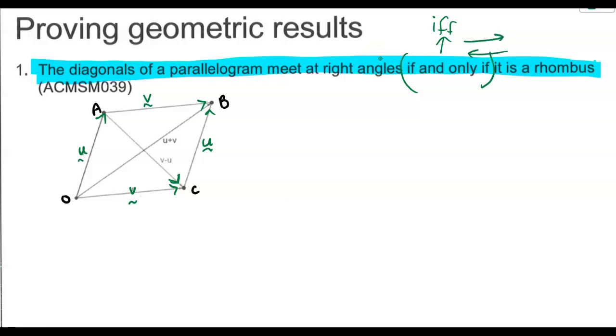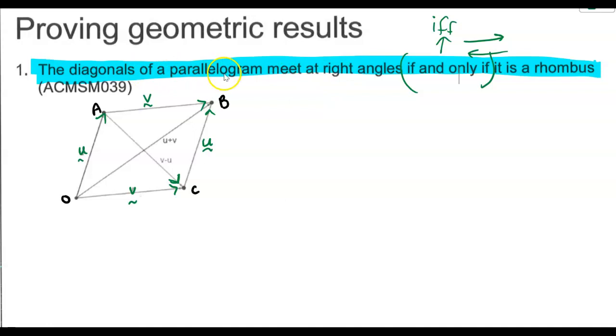So if and only if means we're going to show that for the diagonals of a parallelogram, if they meet at right angles, then it's a rhombus, but we're also going to show that if the parallelogram is a rhombus, then the diagonals meet at right angles. So we want the proof to work both ways. So we're going to see if we can get that to work.